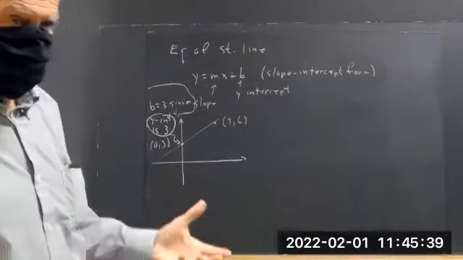And then we have a formula that allows us to determine the point on the line for any value of x. Or we can determine the value of x for any given value of y. We'll see how that works.